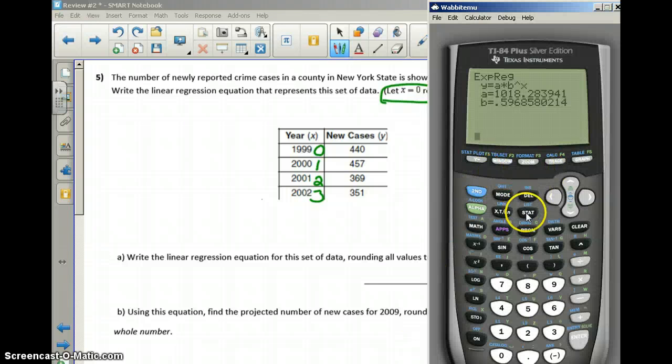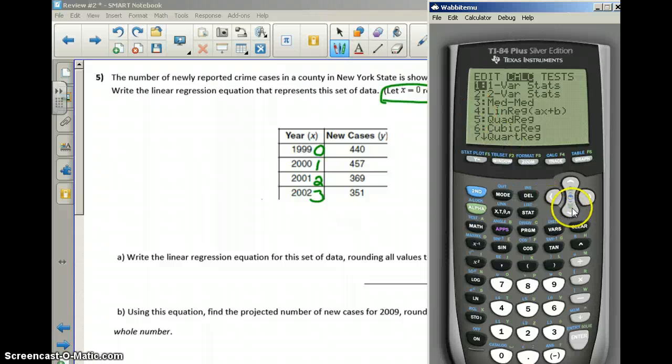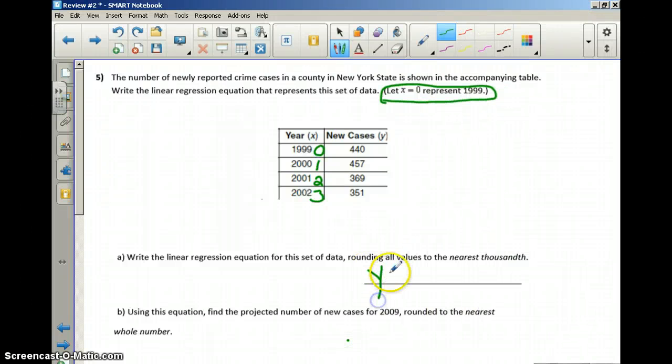Now I'm not going to do this whole one because it took the time on the other one, but make sure you go to number 4, this line regression, to get your answer. And when you do, you will get y is equal to negative 35.5x plus 457.5.